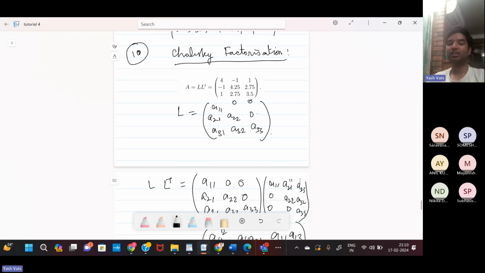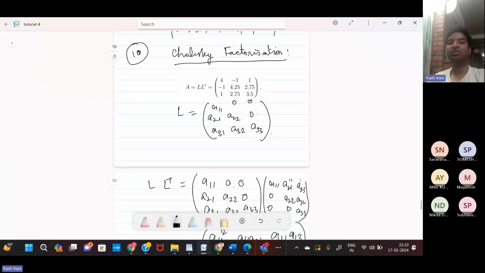And yes, I know that eigenvalue calculation is not always easy. But if you have to use Cholesky factorization, then the matrix should be positive definite. And the matrix given to you in the question is always positive definite if they ask you to apply Cholesky factorization. So you don't need to find out whether the matrix is positive definite or not.